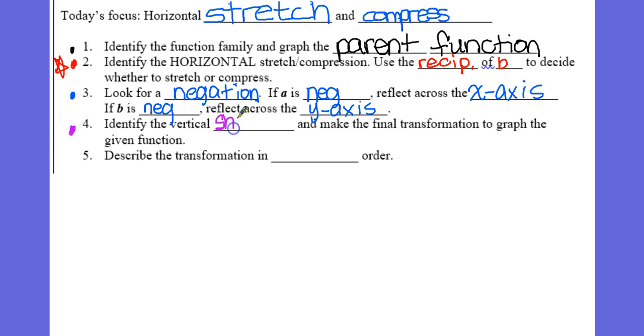All right, after we do that, we will identify the vertical shift and make the final transformation to graph the function, and we will describe it in the correct order. Inside the parentheses, then multiplication and flips, then up and down shifts.